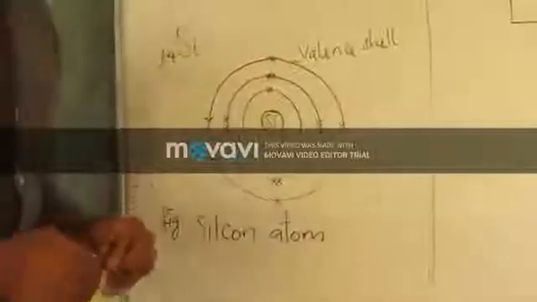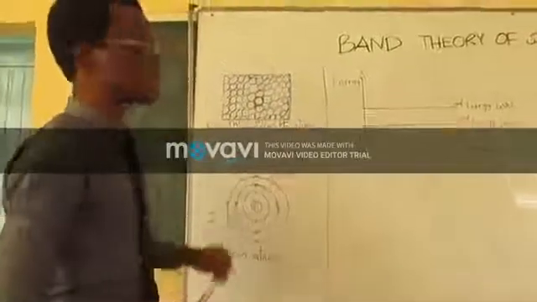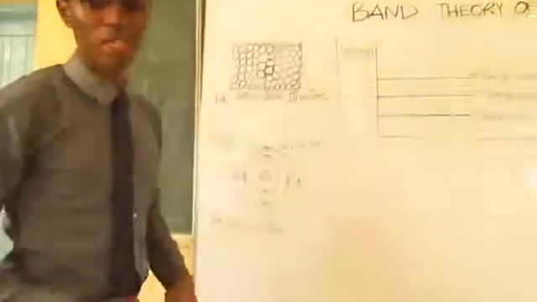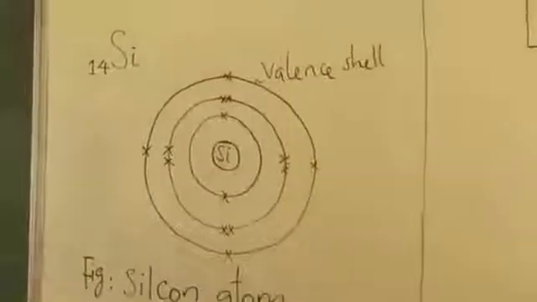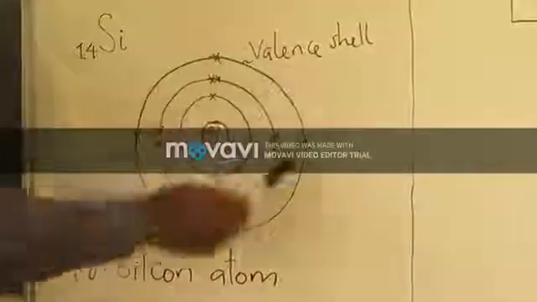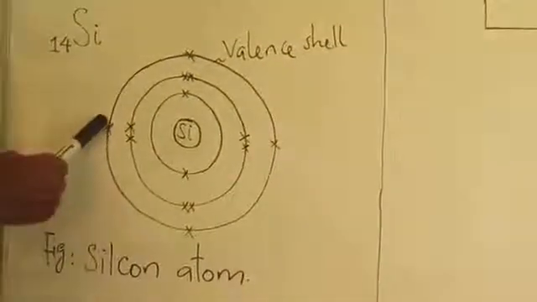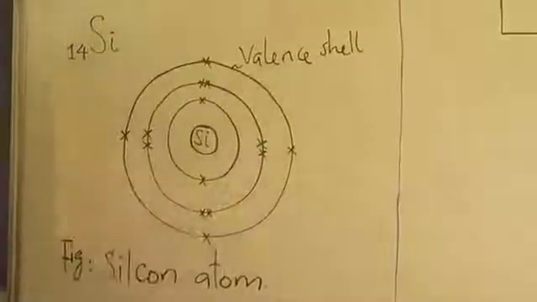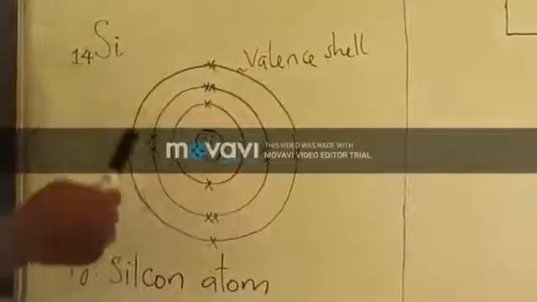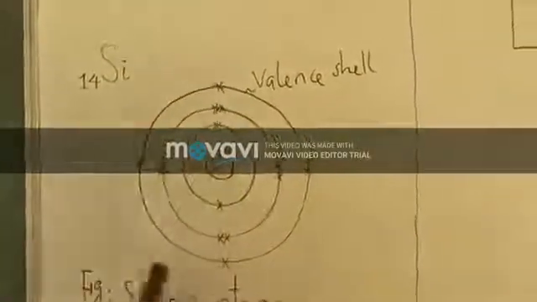As you know, silicon is found in group 4 of the periodic table, so it has a valence of 4, meaning that in the outermost shell of silicon there are 4 electrons. Here is the first, the second, the third, and the fourth electron. So there are 4 electrons in the outermost shell of a silicon atom. Remember, silicon has an atomic number of 14.